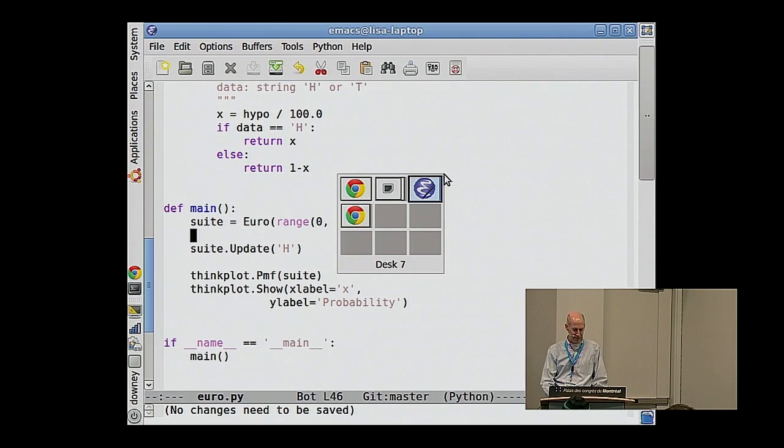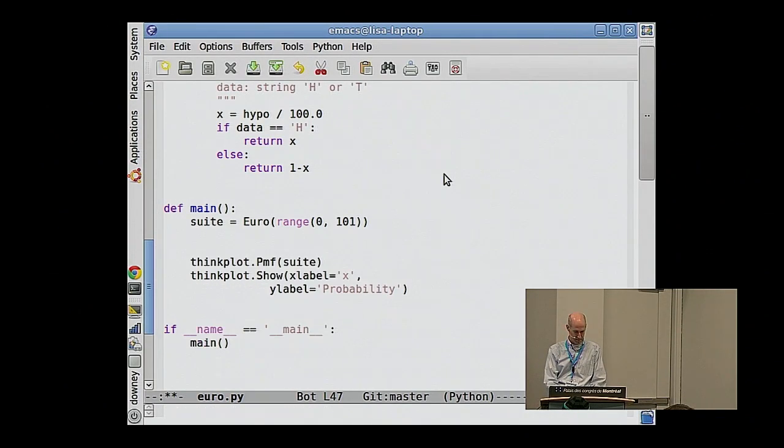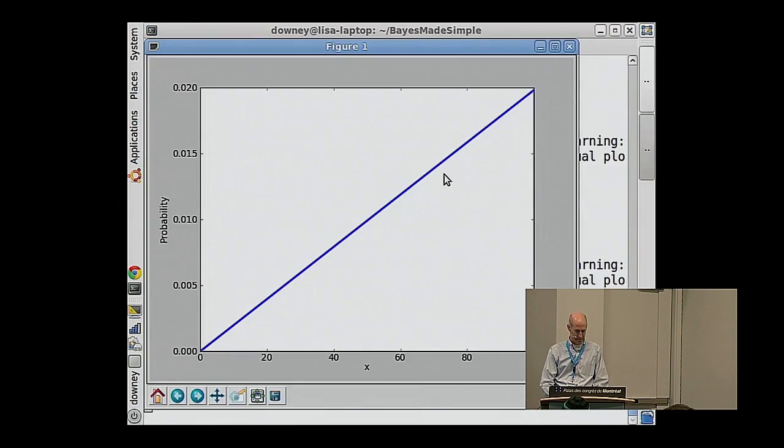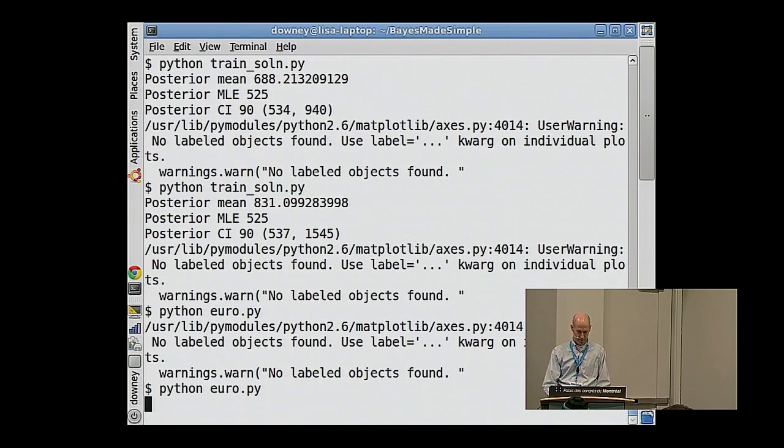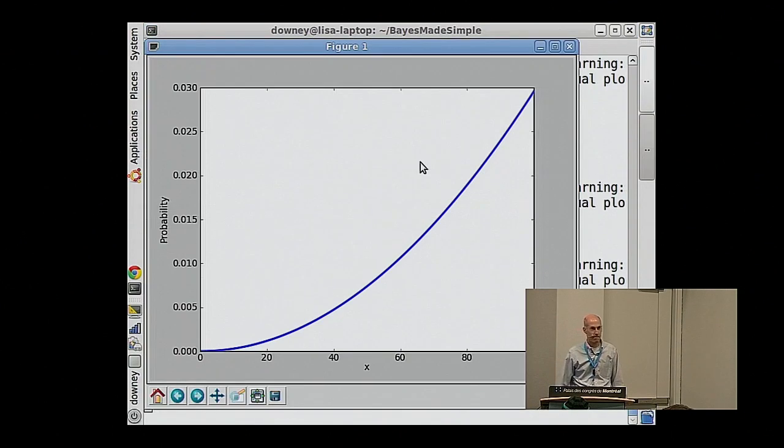What do you think it's going to look like after 2 heads? Think about it for a minute and then run it and see if it looks like what you thought. It's starting to get a little bendy. So the low values of x are getting less and less likely. If this coin had only a 1% chance of being heads, then seeing 2 heads would be surprising. And the high values of x are looking more and more likely.